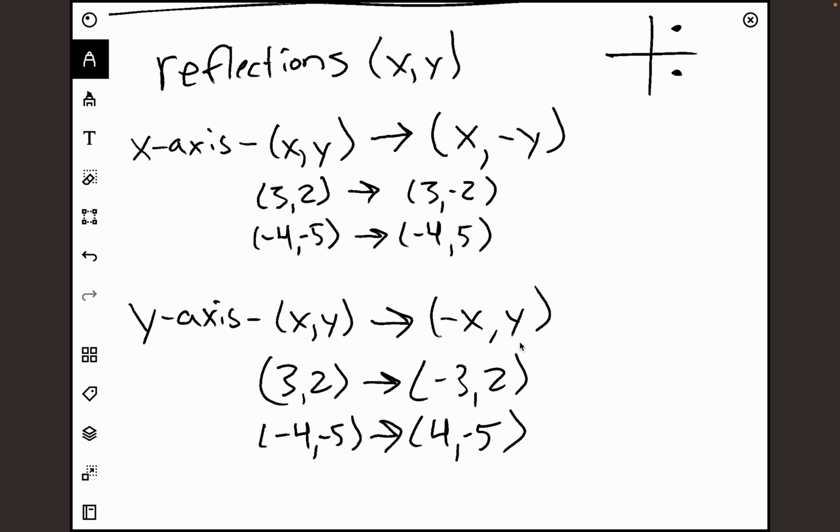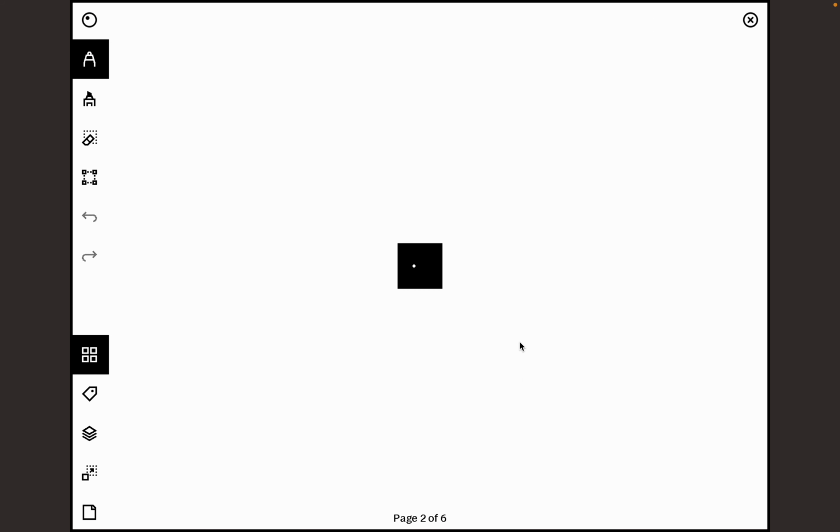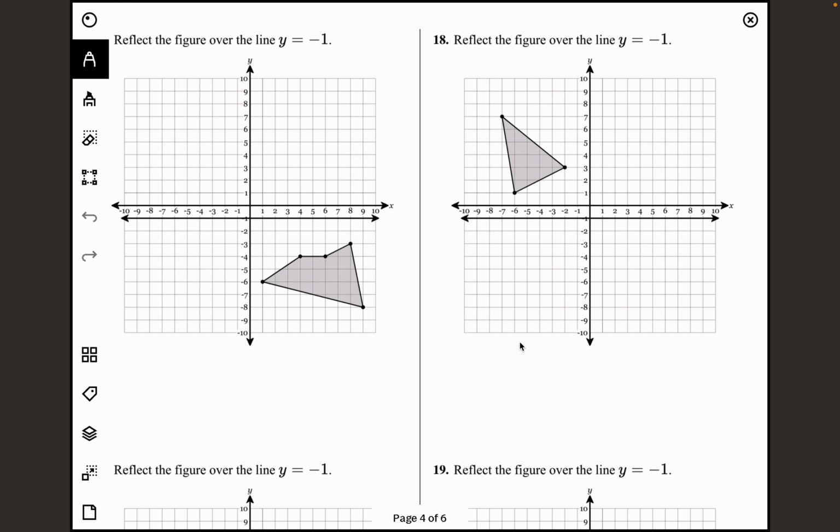All right, and that's pretty much almost it with reflections. But let's look at some examples together. If I can read these. All right, with some reflections, you're going to have to reflect over not necessarily the y or the x-axis, but whatever line it gives you. So I'm going to look at number 18 here.